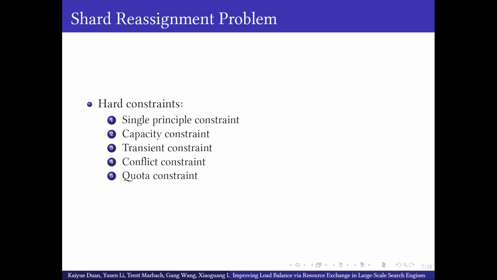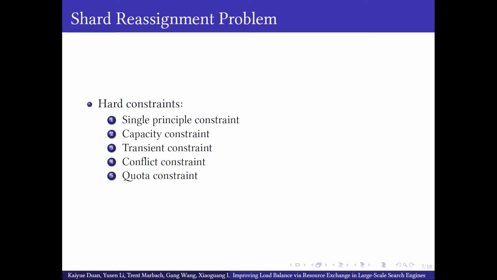The first one is a single principal constraint, which means that each shard is allocated to one machine. The second one is a capacity constraint, which means that the total consumption of each resource on any machine cannot exceed the machine's capacity. The third one is a transition constraint, which means that there should be enough transition resource capacity for a shard on its initial machine and target machine to meet its demand. The fourth one is the conflict constraint, which means that for parallel processing and fault tolerance, each index shard has multiple replicas, and multiple replicas of one shard are not allowed to run on the same machine.